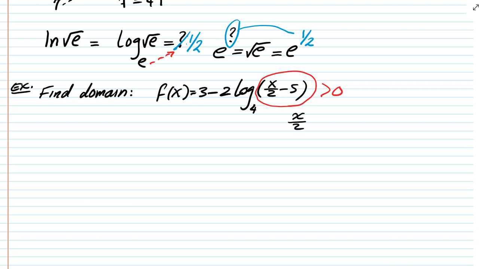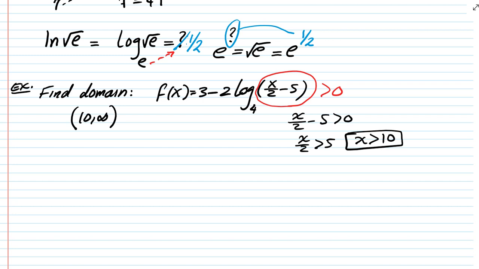So we're going to go x over 2 minus 5 greater than 0. Okay, and then we can solve x over 2 greater than 5 multiplied by 2, so x has to be greater than 10. That means the domain of this expression is anywhere from 10 to infinity.